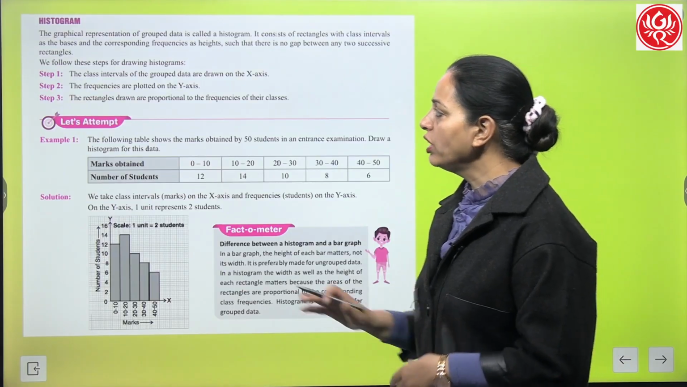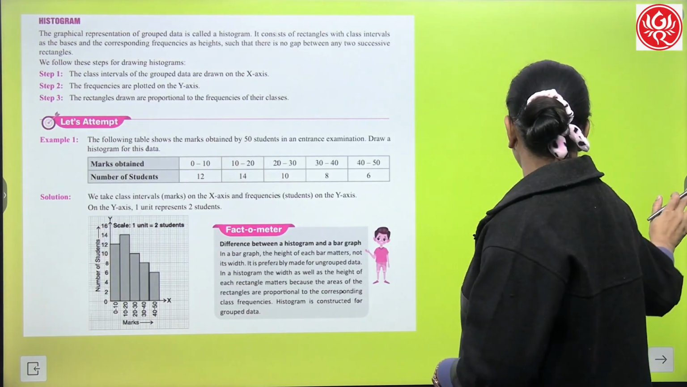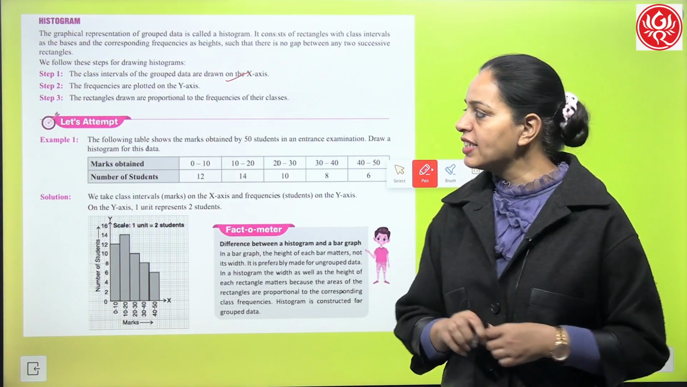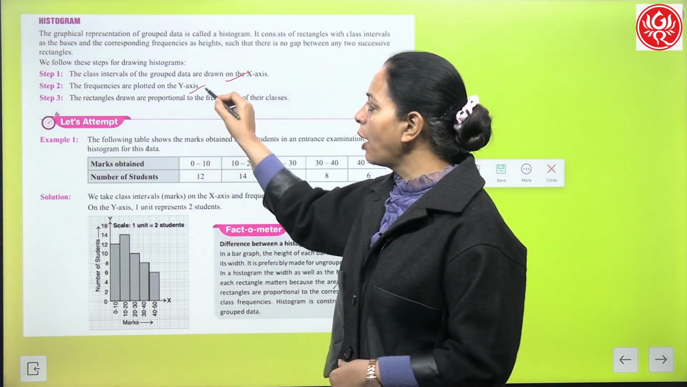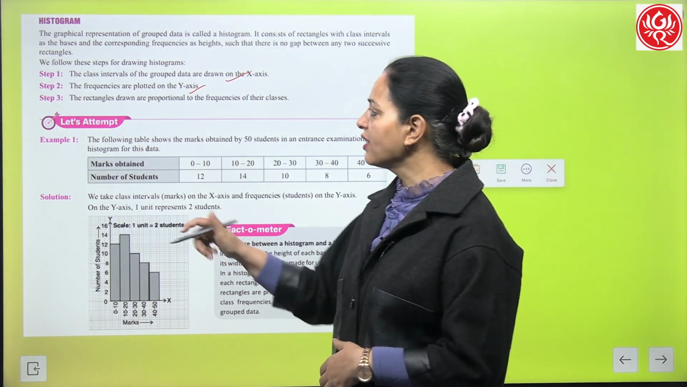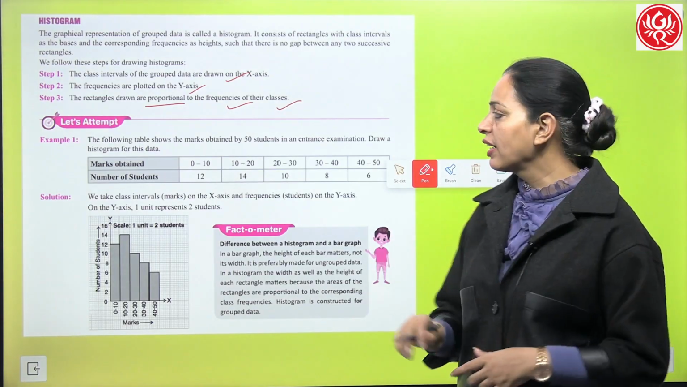Okay, so we follow these steps for drawing a histogram. Step 1, the class intervals of the grouped data are drawn on the x-axis. Step 2, the frequencies are plotted on the y-axis. And step 3, the rectangles drawn are proportional to the frequencies of their classes.